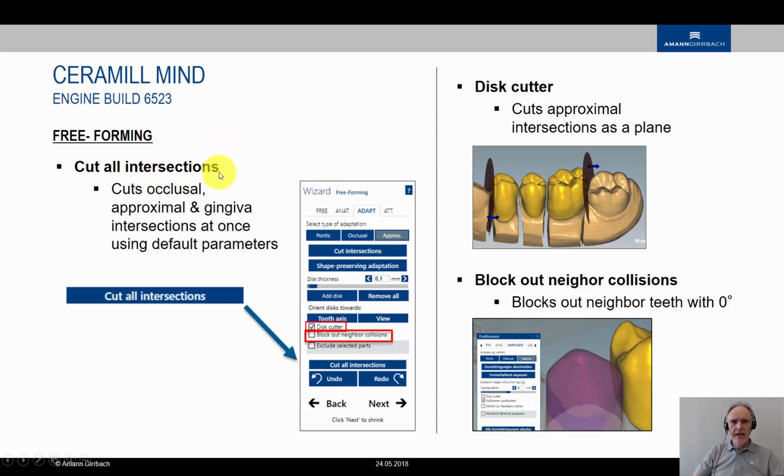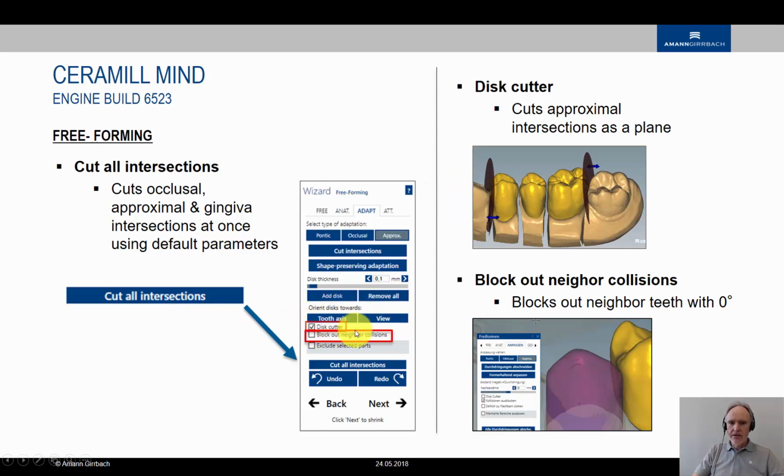Freeforming, cutting the intersections, now has a new button, and this is also one of my favorites. When you go through the freeforming adaptation, before you had to click on Pontic and cut the intersection on occlusal and on approximal, and you had to click through the 3 sections followed by the click on cut. Now we have a button called cut all intersections, and with one click you have the Pontic from basal, the occlusal surface, and the approximal area, and everything is fine so that you can continue to the next step.